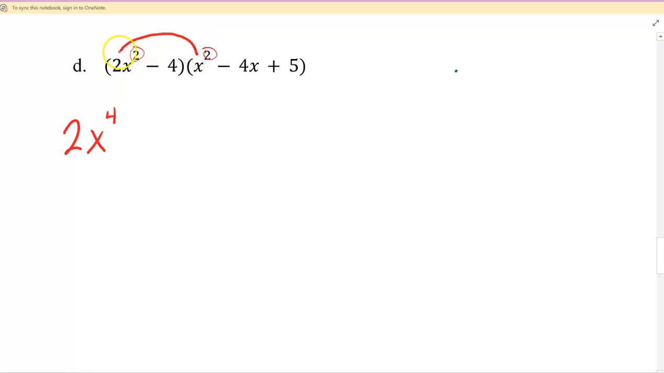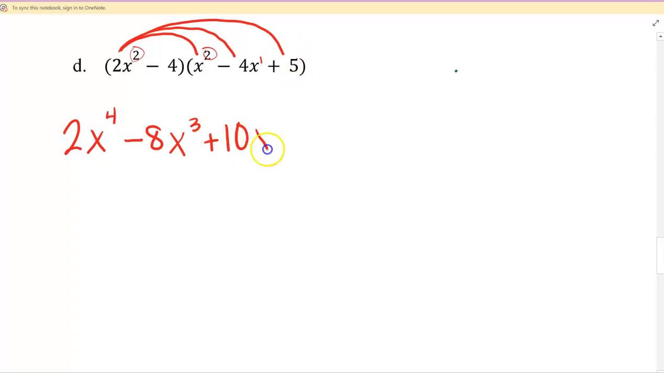Okay, now I'm going to do that same 2x squared times negative 4x. 2 times negative 4 is negative 8, and then we have x squared times x with a 1. So that's going to give us x cubed because of 2 plus 1. Okay, and now I'm going to do it to my third one. So 2x squared times 5. 2 times 5 is 10. 5 doesn't have any extra x's, so it's just going to stay x squared.